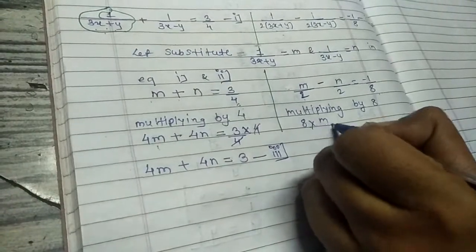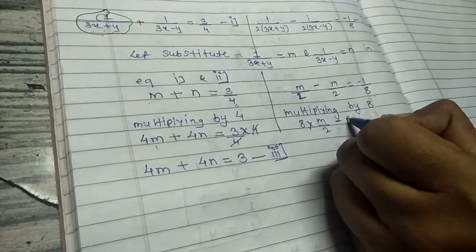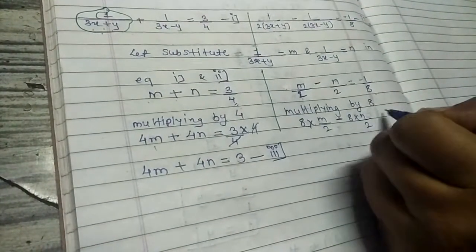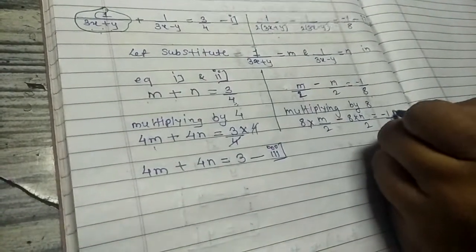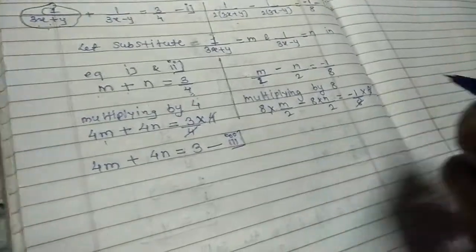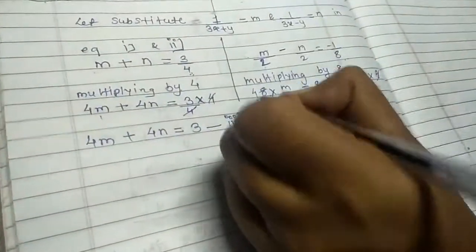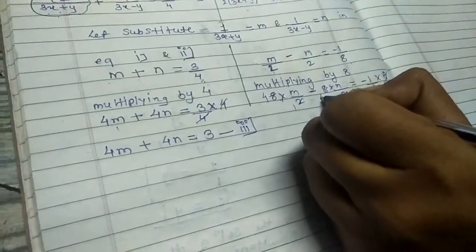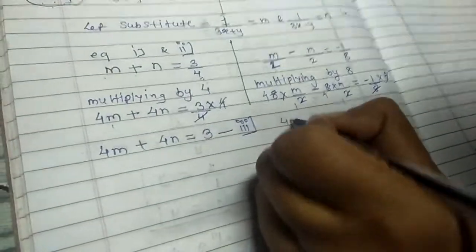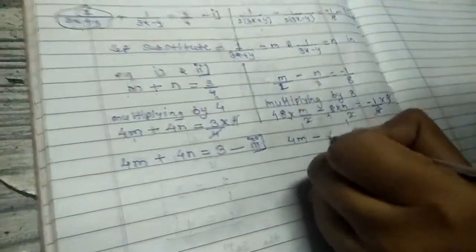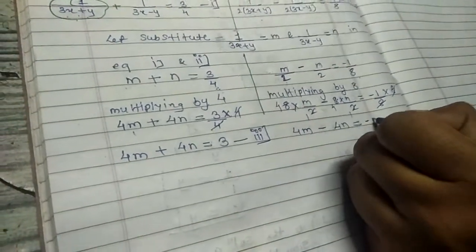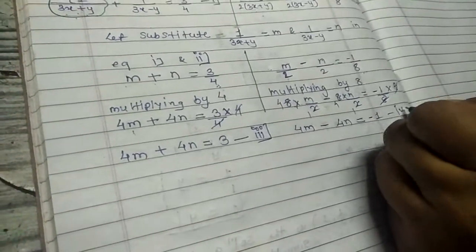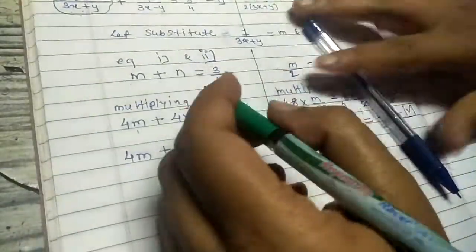So 8 into m upon 2 minus again 8 into n upon 2 is equal to minus 1 upon 8 into 8, so the 8s get cancelled. 2 1s are 2, 2 4s are 8, 2 1s are 2, 2 4s are 8. So what we are getting: 4m minus 4n is equal to minus 1 into minus 1, it is nothing but minus 1. So this is equation number 4.